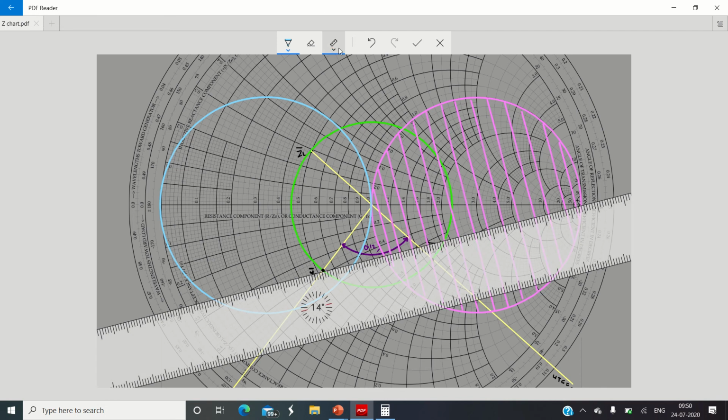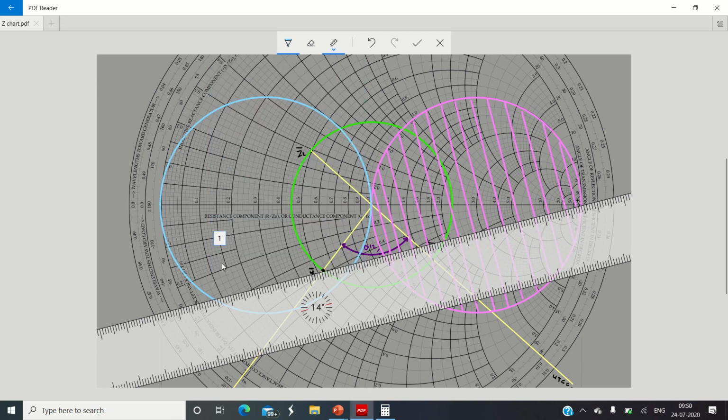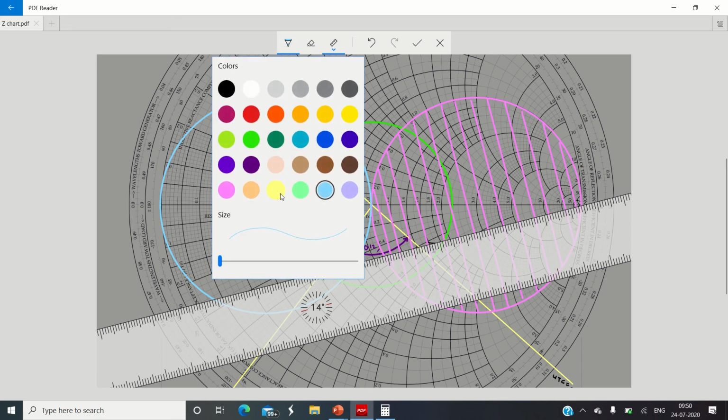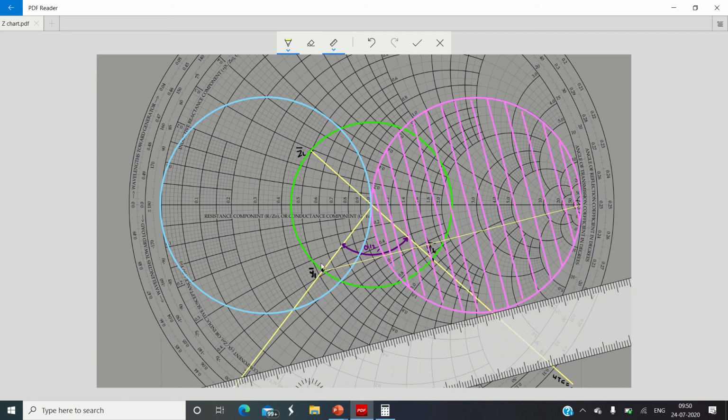And I will choose the color. Now I will choose a very light color and decrease the thickness, because this is an extra construction that we are making in our Smith chart. See what I had drawn here, a straight line with this yellow color, connecting y1 bar with this particular point on the right hand side. This straight line represents the chord of my conductance circle, right?